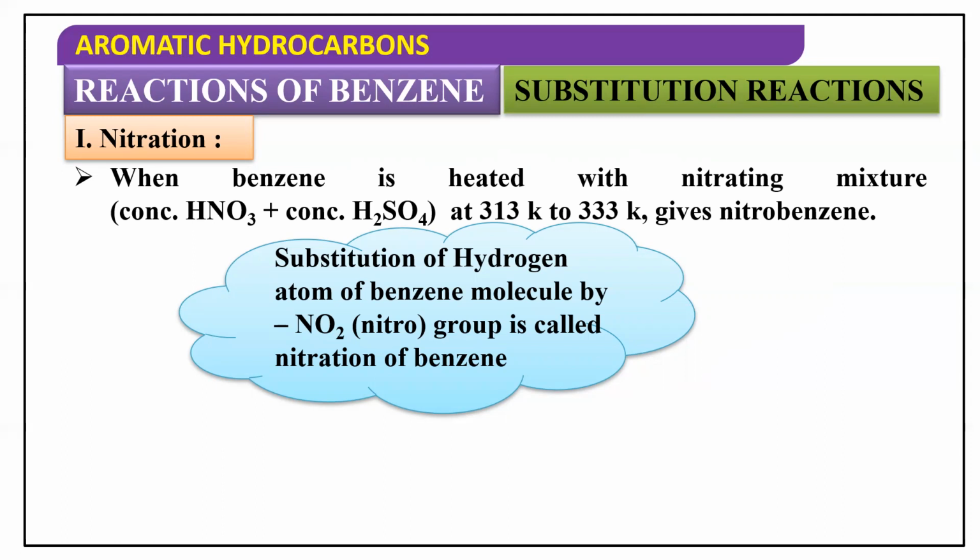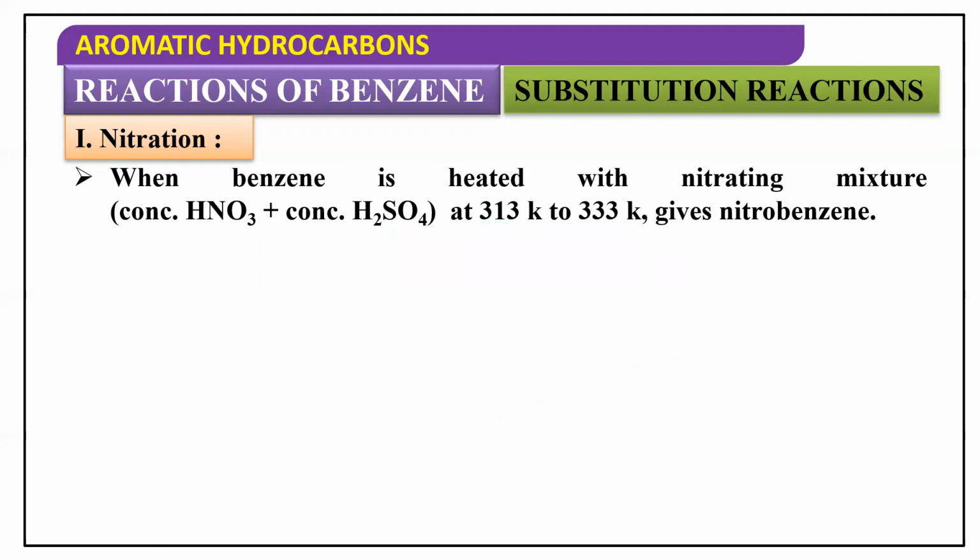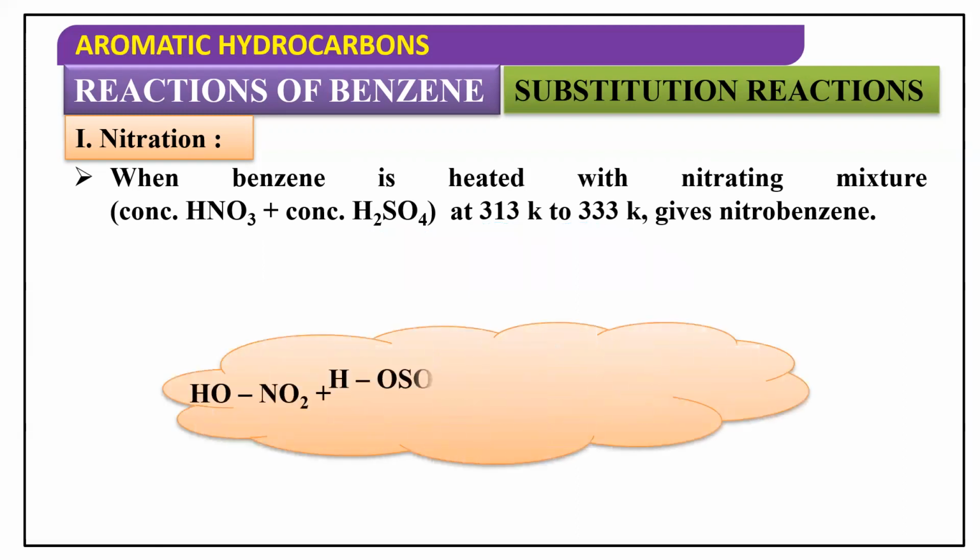So when benzene is heated with nitrating mixture at 313 Kelvin to 333 Kelvin, it gives us nitrobenzene. So what is nitration? Substitution of a hydrogen atom of benzene by a nitro group. Now, what is a nitro group? An NO2 group. This is called nitration of benzene. So let's have a look at the reaction.